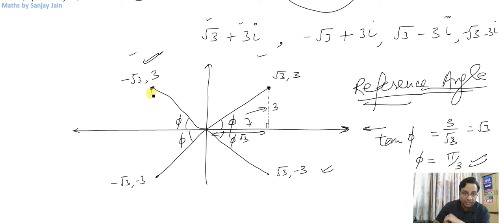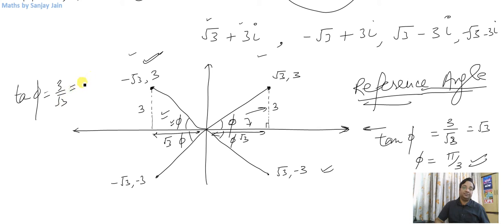If I want in this triangle here, this length here will also be 3, and this will also be root 3. I am just talking about these lengths. I am not concerned with their signs because I am looking for acute angle phi. So in this triangle also, tan phi will give me 3 upon root 3, that is root 3. So phi will be pi upon 3.